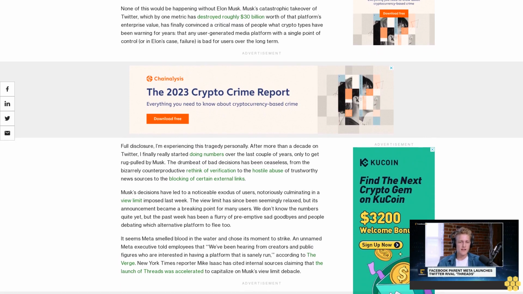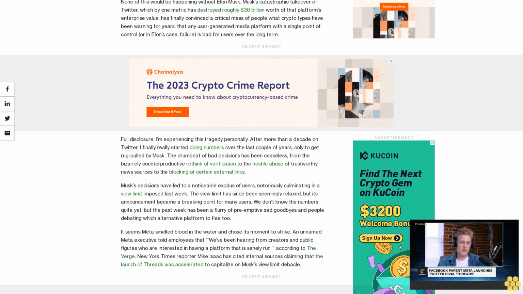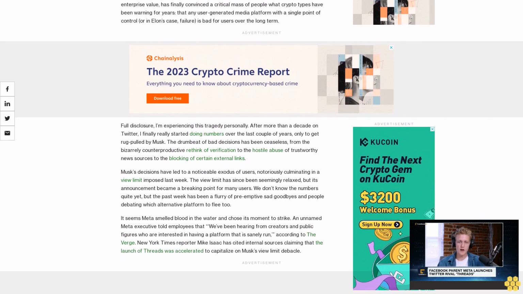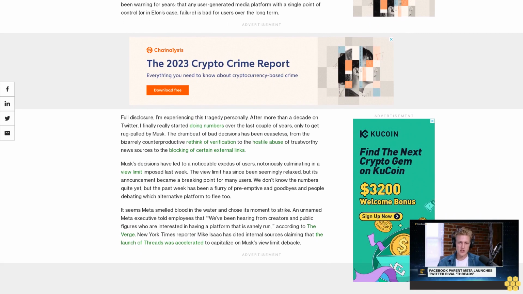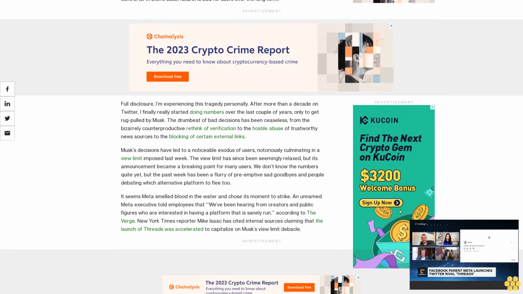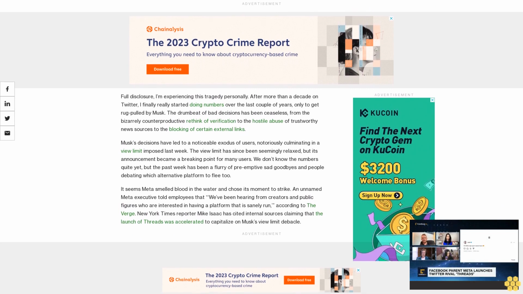An unnamed Meta executive told employees, "We've been hearing from creators and public figures who are interested in having a platform that is sanely run," according to The Verge. New York Times reporter Mike Isaac has cited internal sources claiming that the launch of Threads was accelerated to capitalize on Musk's view limit debacle.